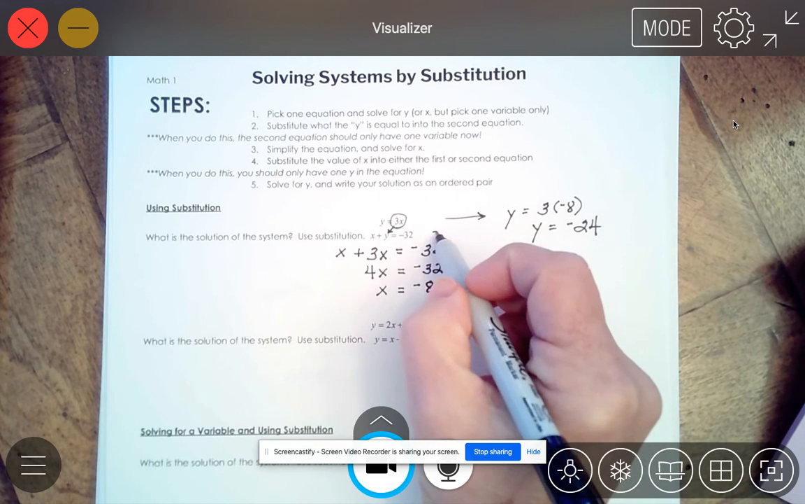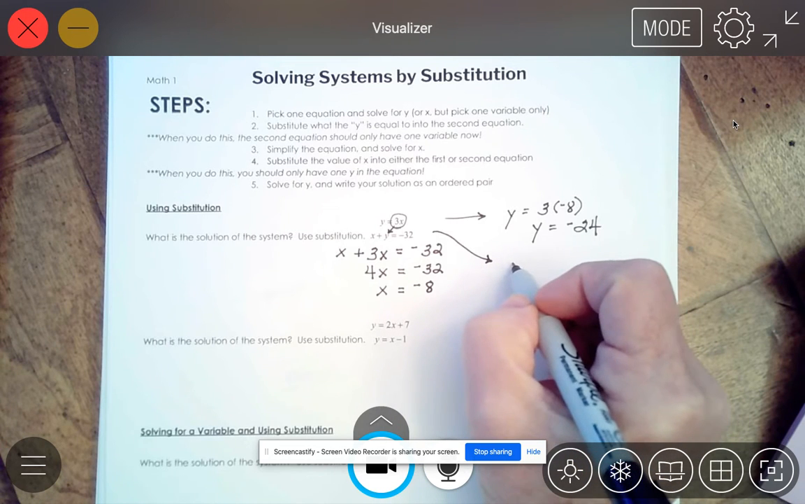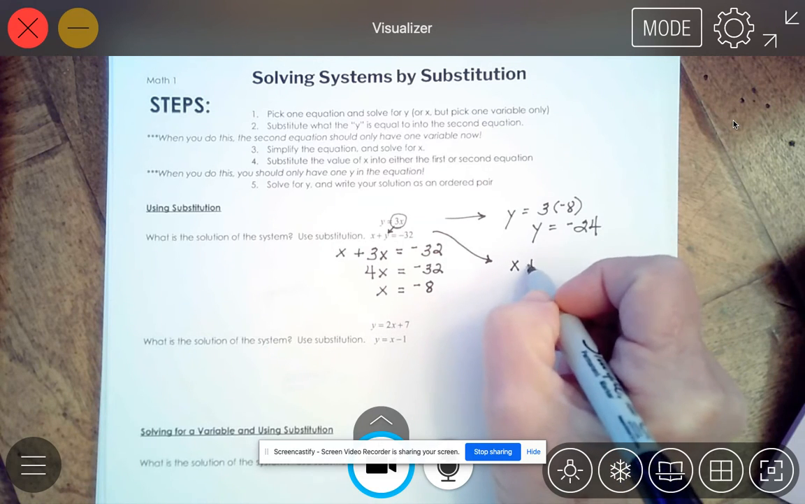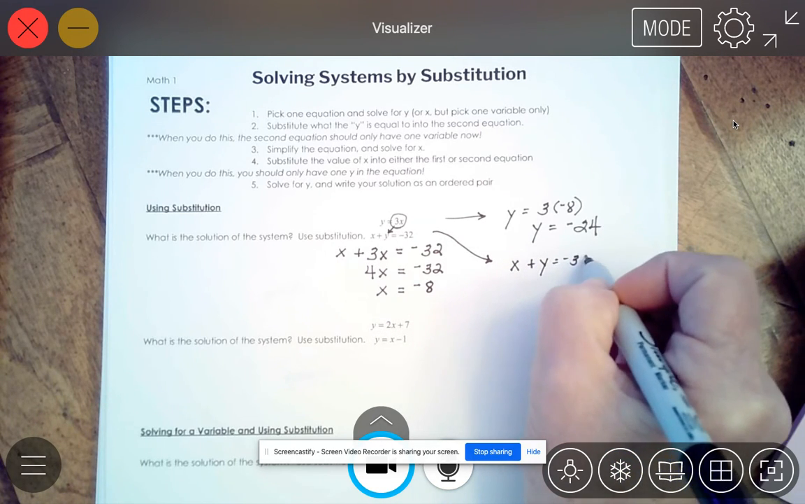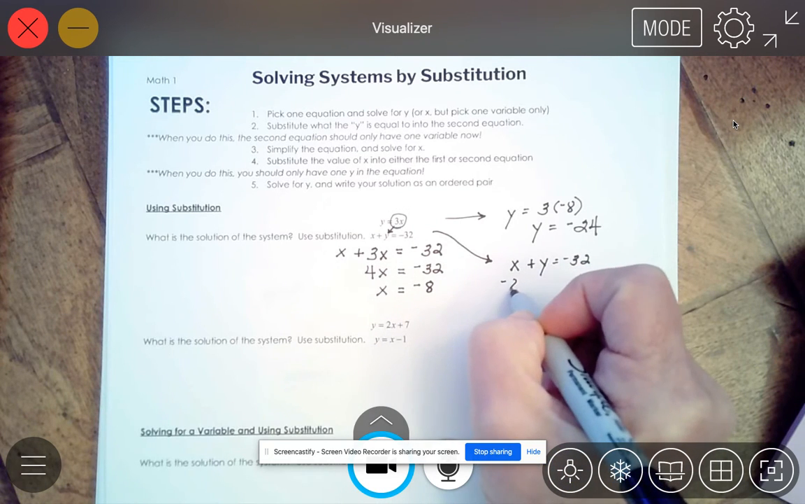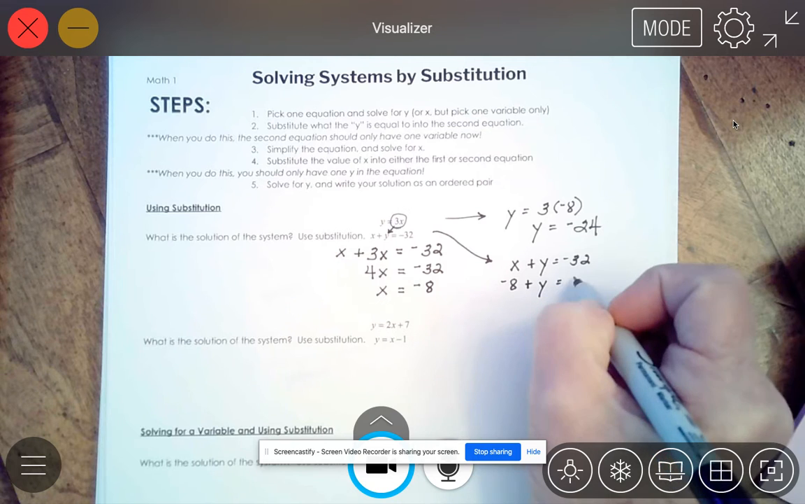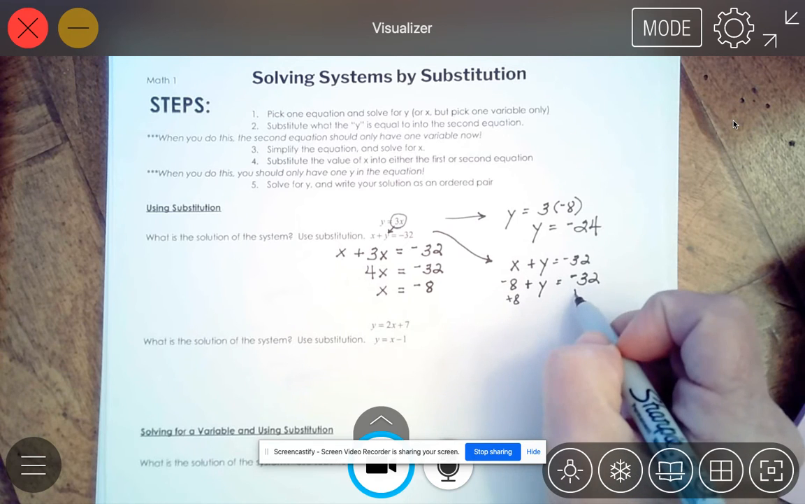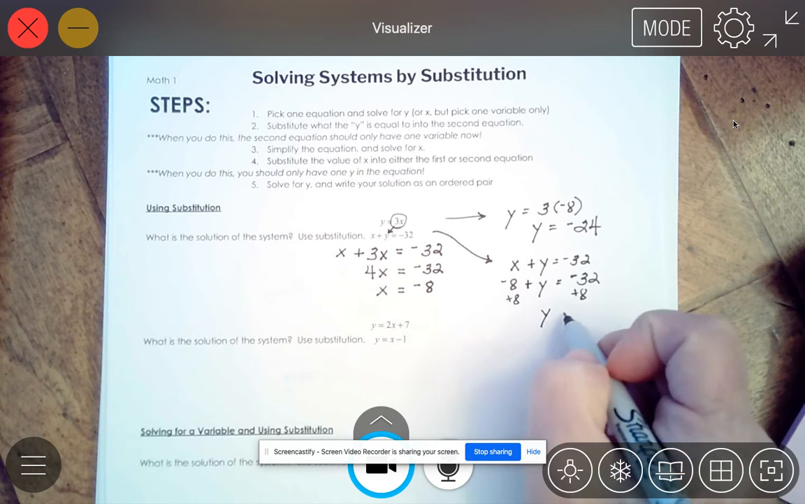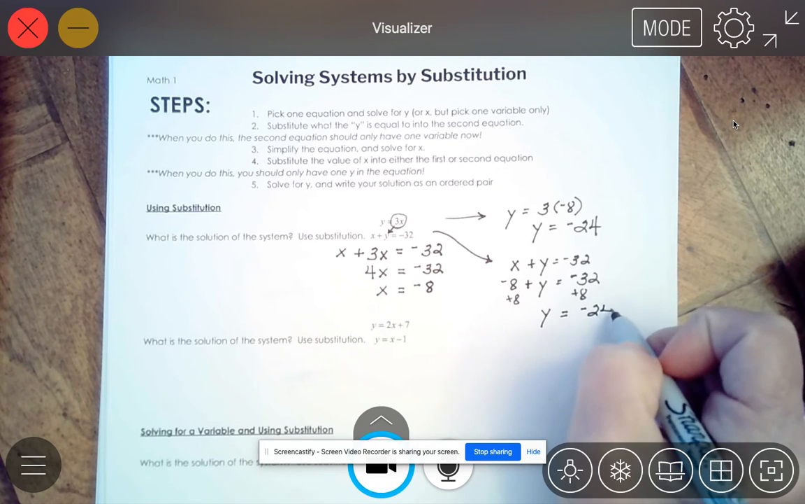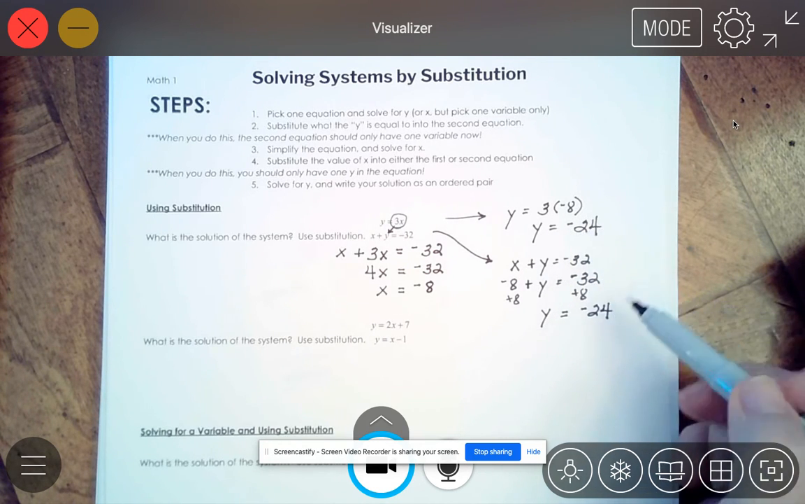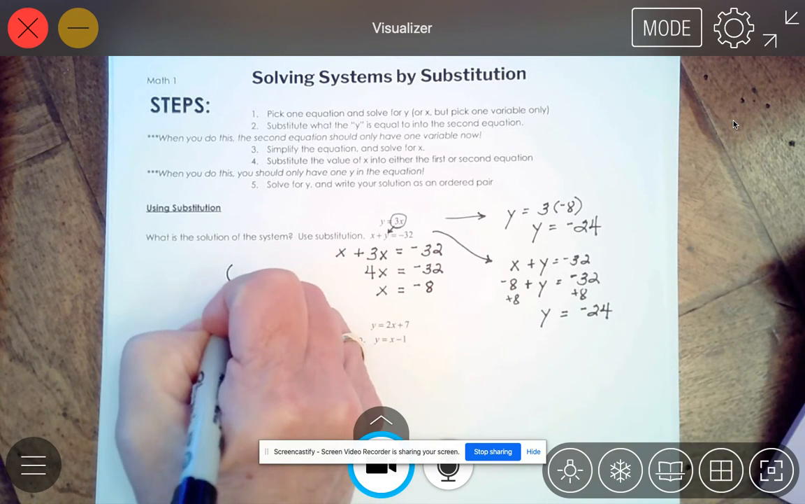I could put it into this one if I wanted to. It doesn't matter. I have x plus y is equal to negative 32. We said that x is negative 8, so negative 8 plus y is equal to negative 32. When we add 8 to both sides, I have y is equal to negative 24. So it doesn't matter which of these equations I put it into, I can see that y is equal to negative 24 when x is equal to negative 8.